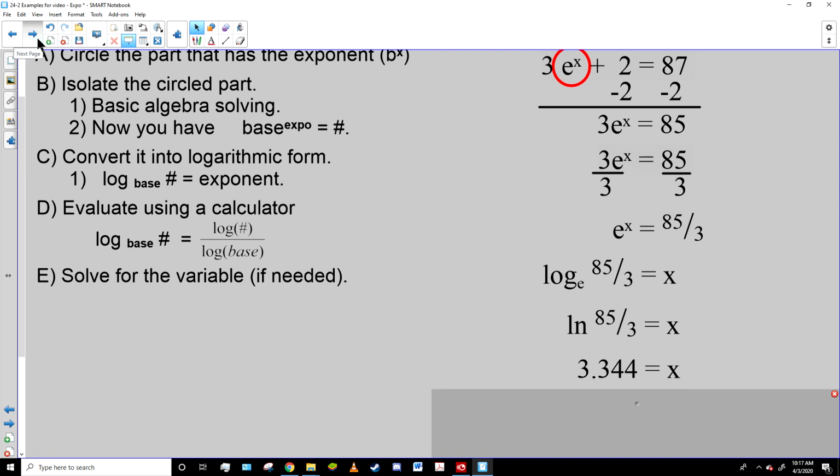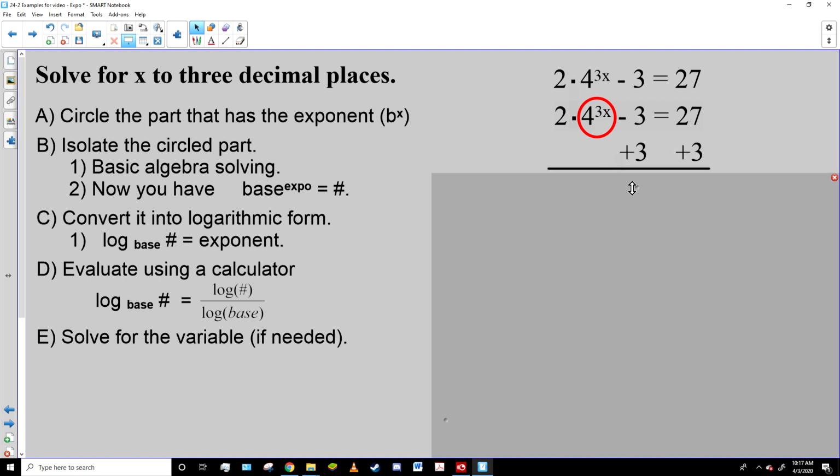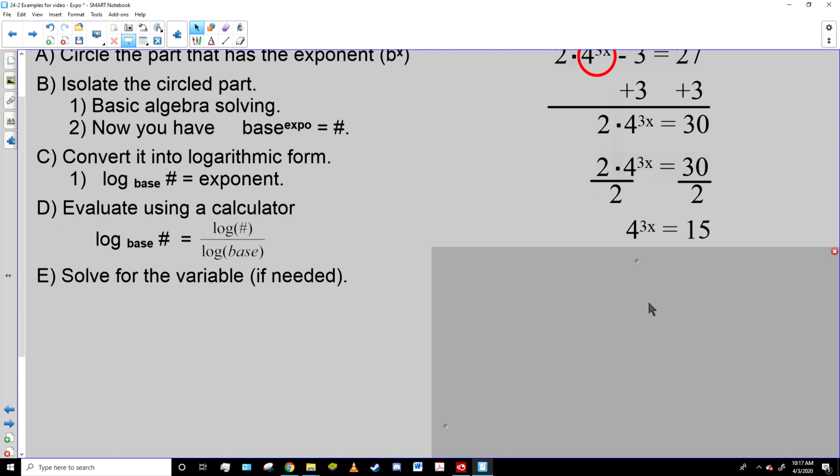Alright, let's get a little more complicated one. So here's this ugly one here. Now, who has the exponent? Only the 4. This is 2 times 4^(3x), by the way. Only the 4 has an exponent, so only the 4 gets the circled part. Who's not inside the circle? The 2 and the minus 3. So I need to get rid of them, and according to the algebra steps, you get rid of the minus 3 first with the plus 3. And then I'm going to get rid of the times 2 with a divide by 2. And end up with this. So now I've isolated the circled part. I now have a base with an exponent equals a number.